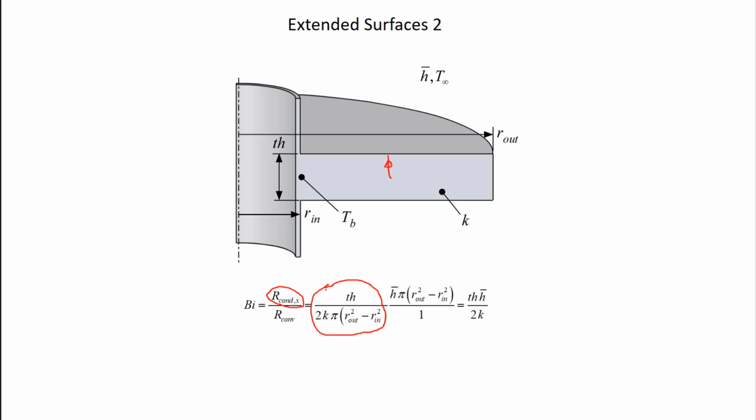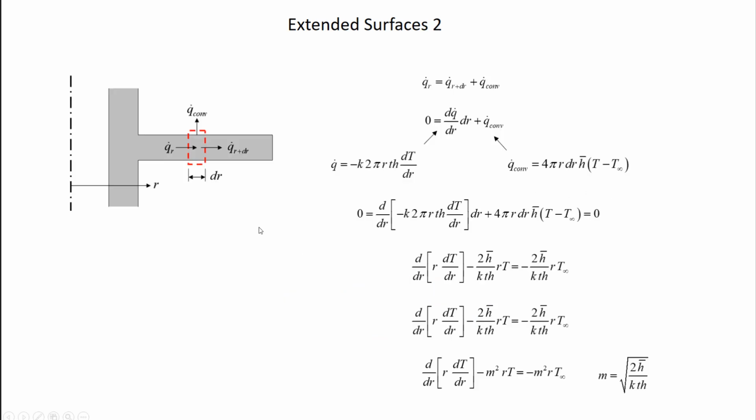And of course, resistances are never small relative to themselves. I have to compare that to the resistance associated with getting the energy from the surface to the surroundings, and that is 1 over h bar times this area, so pi times r out squared minus r in squared, and of course the pi's cancel and the r out squared minus r in squared cancel, and this is my Biot number. So I would look at that Biot number and calculate it. Hopefully it's a lot less than 1, and we're going to assume that it is. If it's a lot less than 1, then we can go ahead and make the extended surface approximation and solve the problem that way, right?